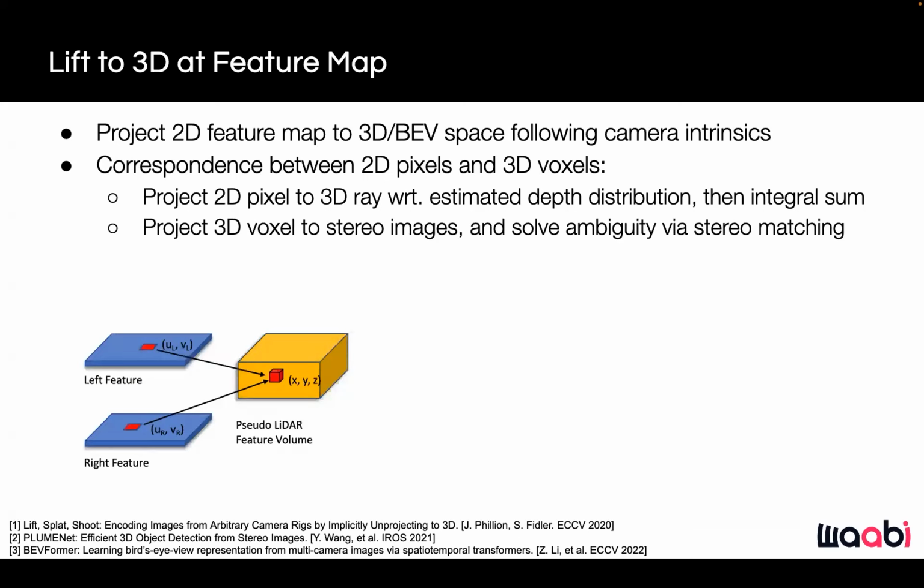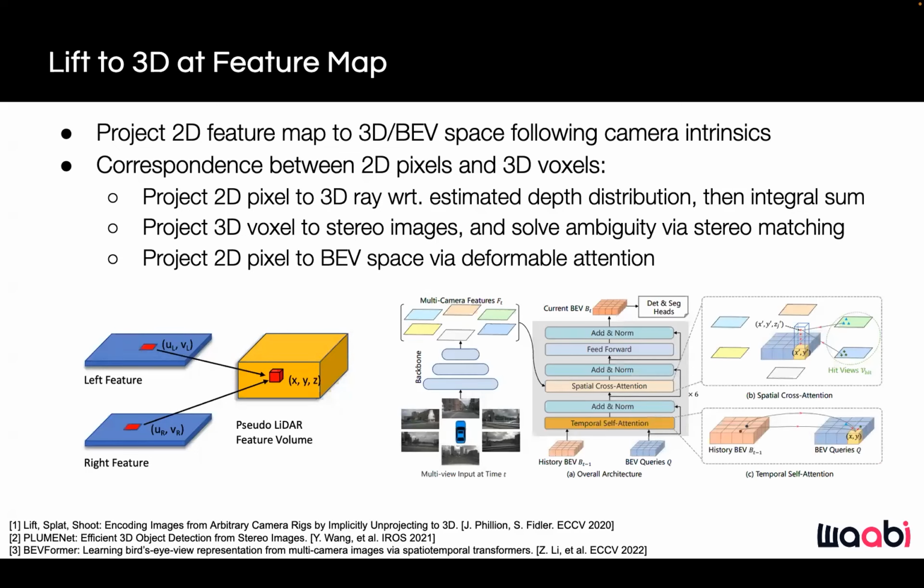If we have a stereo camera, we can use stereo matching to solve the 2D to 3D ambiguity and further project the 2D features to 3D. Another work is called BEVFormer, which uses deformable attention to effectively query the camera features and fuse them in the BEV space. After this feature map transformation, the resulting 3D feature maps are then used to output the 3D detections.